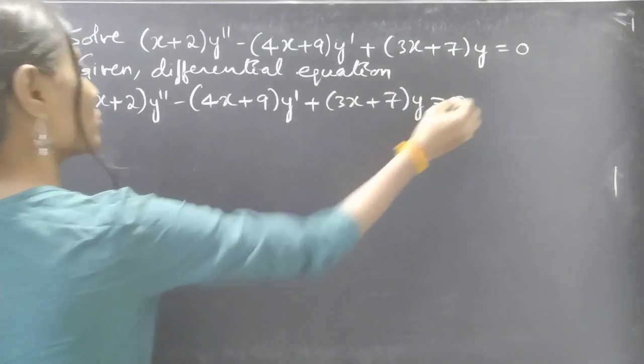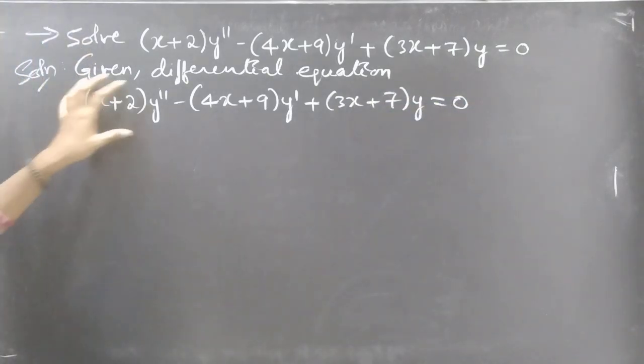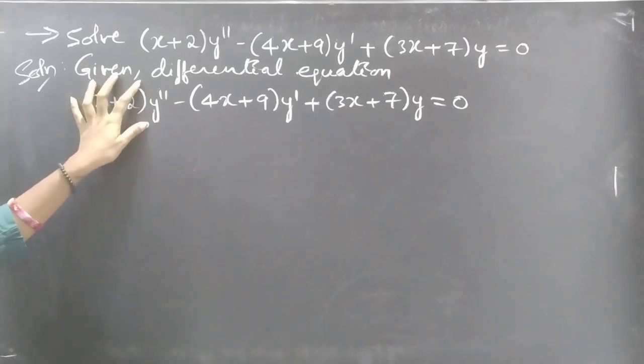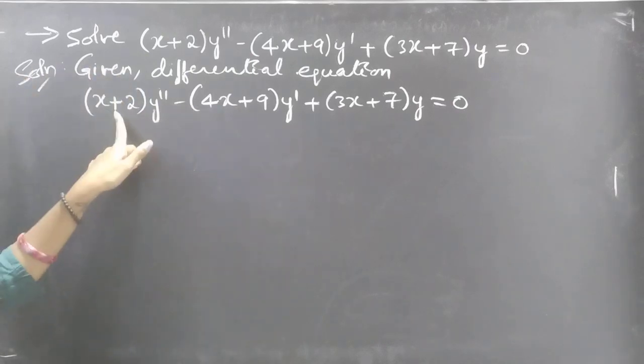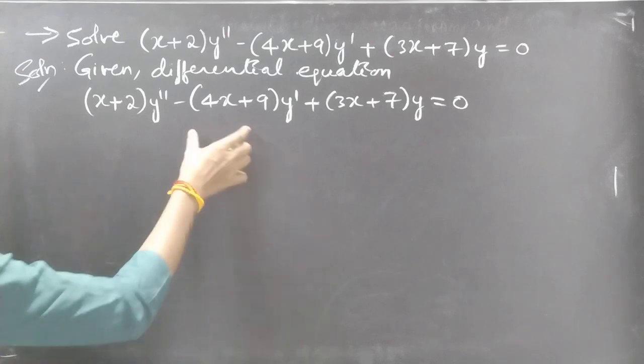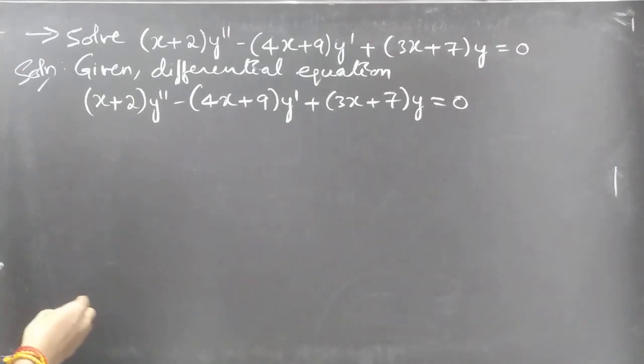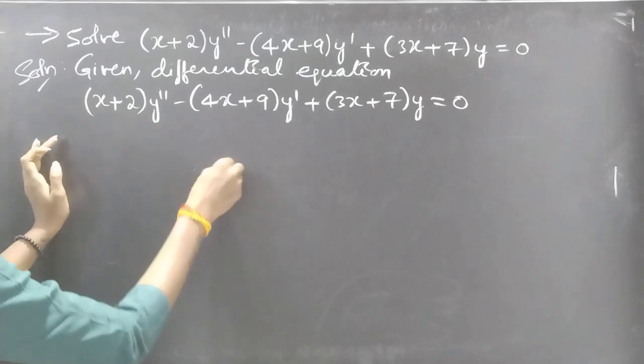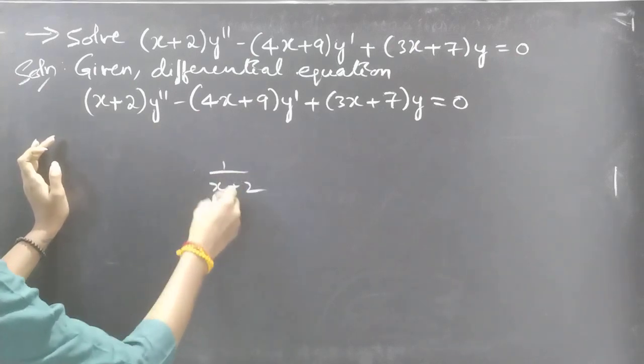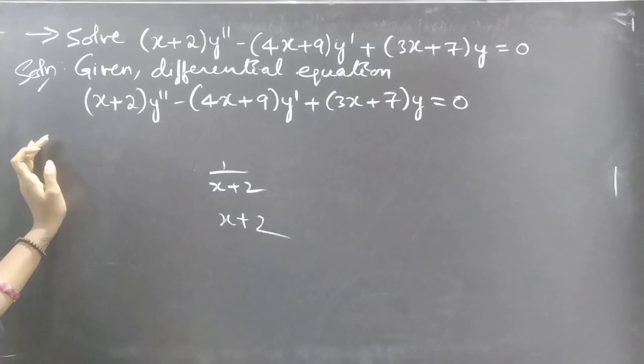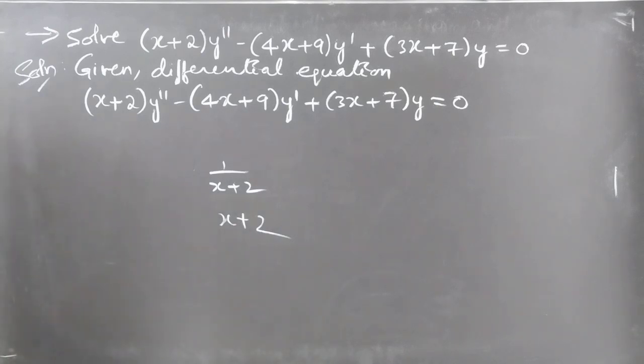equal to 0. Now let's make the coefficient of y double dash unity. For that purpose, we'll divide the whole equation by x plus 2, or we can write the equation in LHS equals RHS form and then multiply both sides by 1 by x plus 2, or divide both sides by x plus 2. But I'm going to write it directly.